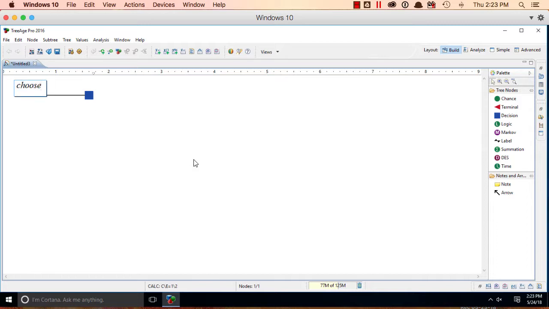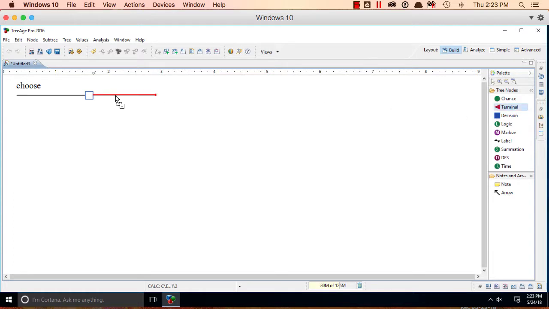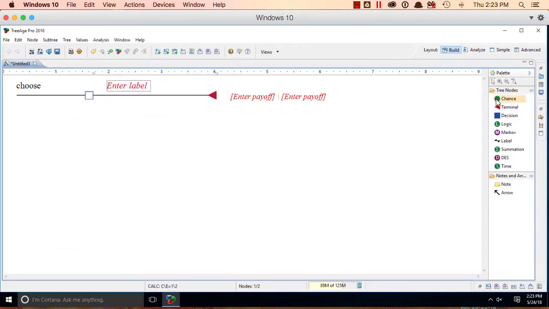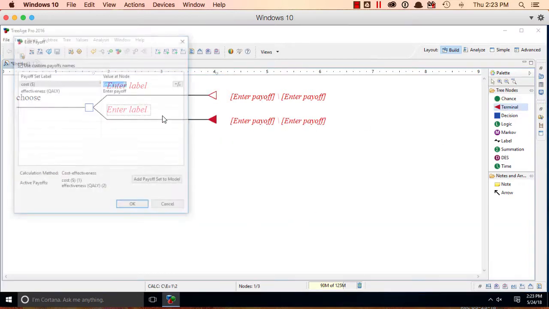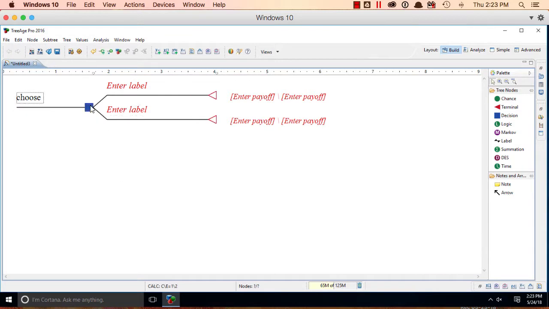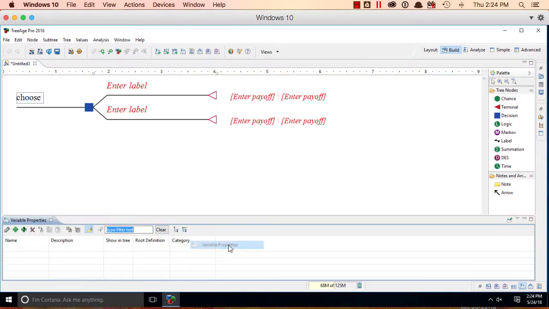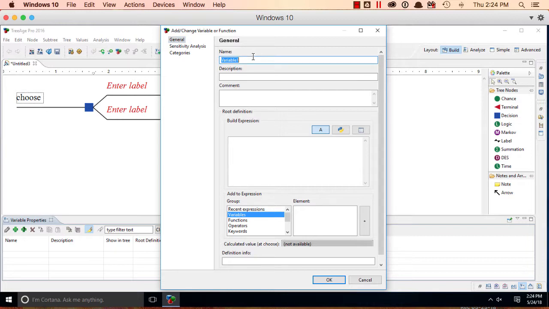So I always just label the first part "choose." That blue square is called a decision node. That's where you choose between two options. In this case, we'll add two of these red triangles coming off of that decision. One's going to be for patient navigation, the top red triangle. The bottom triangle is for the comparison group of no patient navigation. So we're going to evaluate the cost effectiveness of patient navigation as compared to no patient navigation.